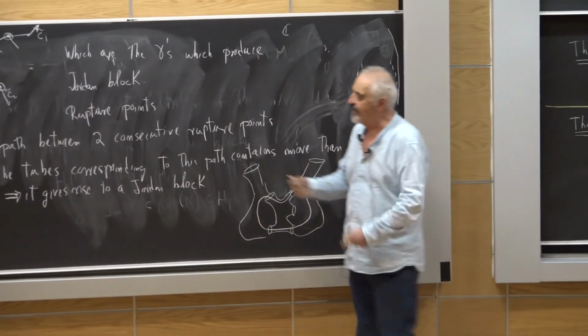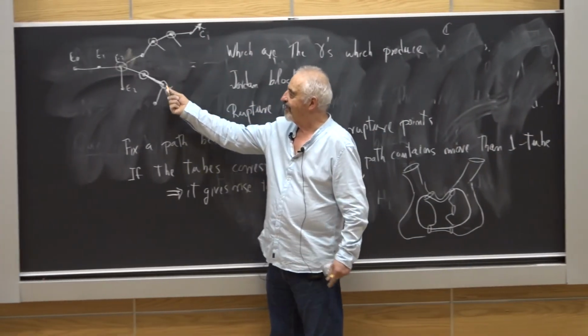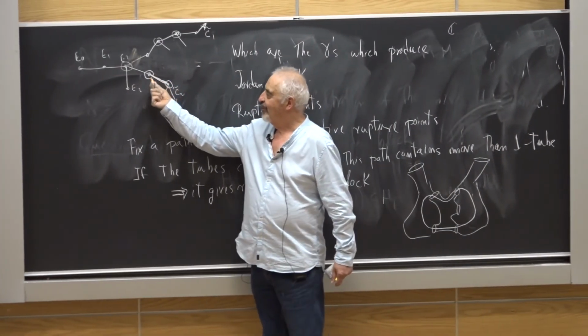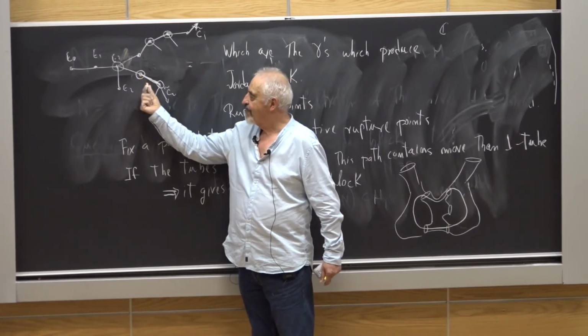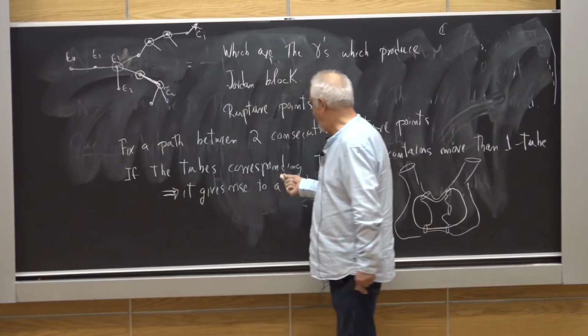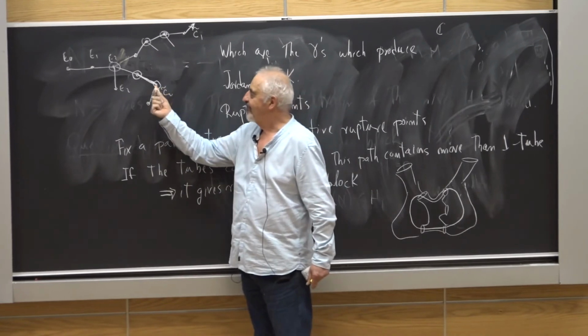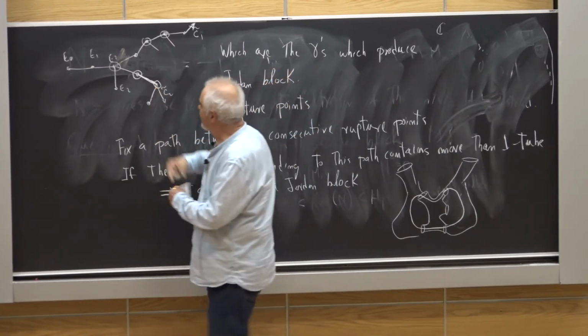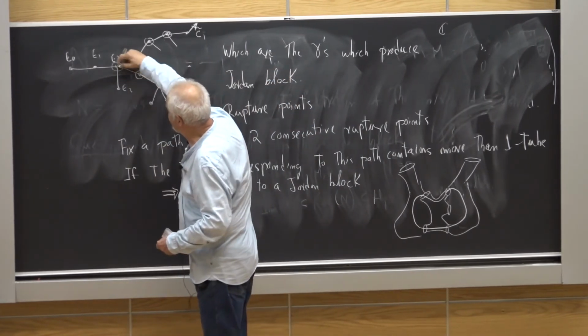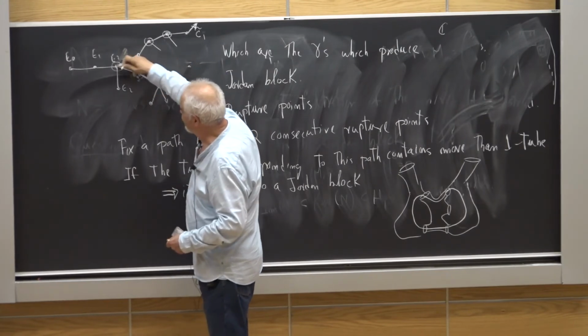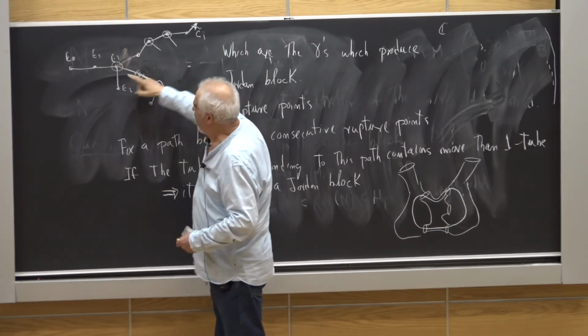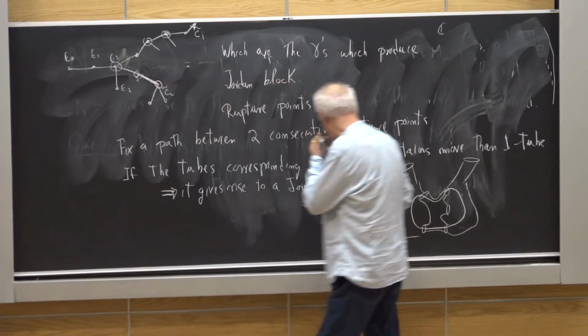So in terms of the graph, it corresponds to having paths which are connecting rupture points. So I'm sorry, rupture points means that, so it would be, no, not this one. This is not a rupture point. This would be a rupture point. It only has 2.